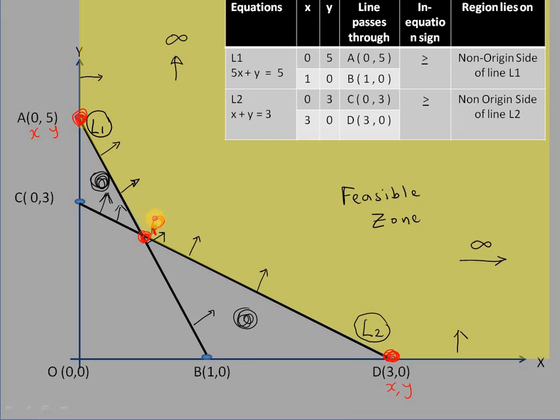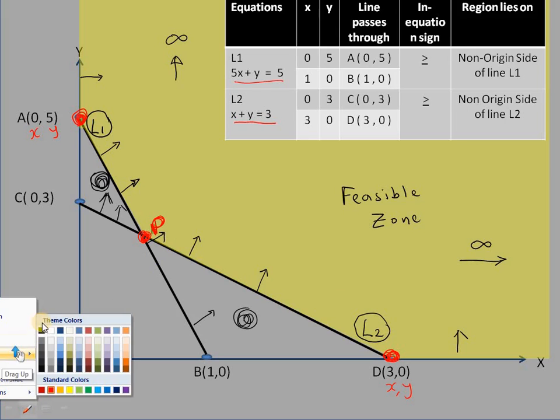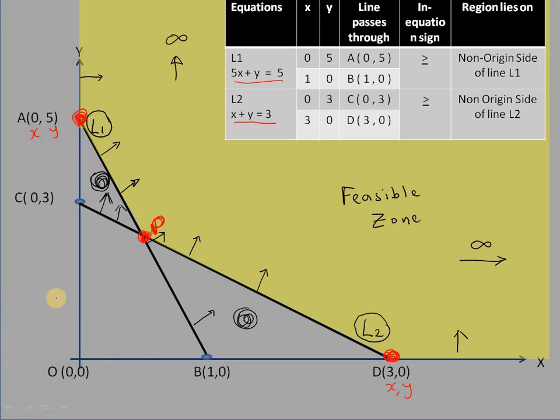ये P के कोऑर्डिनेट हमें मालूम है क्या? नहीं. But we know point P lies on the intersection of L1 and L2. So we solve equation of L1 and L2, that is this equation and this equation as simultaneous equation, and we will get the coordinates of P. चलो वो हम करेंगे अगली स्लाइड में.